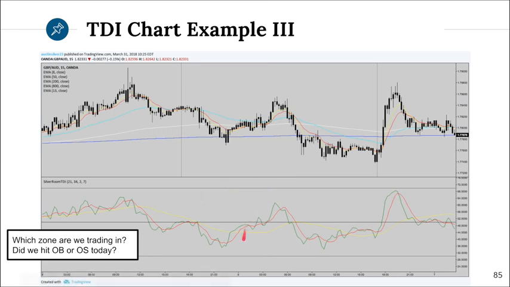Again here, which zone are we trading in, and did we hit overbought or oversold today? Well, no, we definitely didn't hit overbought or oversold. We can see the lines. Definitely didn't touch them yet. But what zone are we trading in, guys? Think about it. You're in the sell zone a little bit here, comes into reset right here, and then back into the sell zone. So, would this be something that we would look to trade? Probably not. We like to avoid things that are coming into reset.